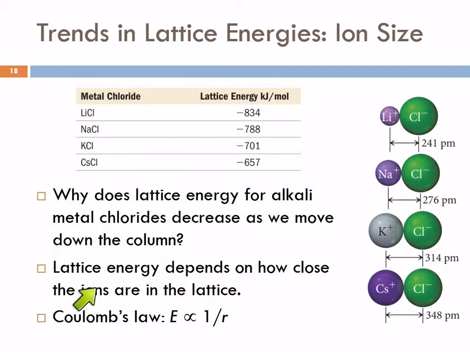Well, lattice energy is going to depend on how close the ions are in the lattice, and this gets back to Coulomb's law. The energy is proportional to 1 over the radius, the distance between the two things that are being attracted. So lithium, being a smaller ion, can get closer to chlorine. And here the distance between them is 241 picometers. As the ion gets larger and larger, the distance gets larger. Cesium and chloride can't get closer than 348 picometers because they're big and bulky.